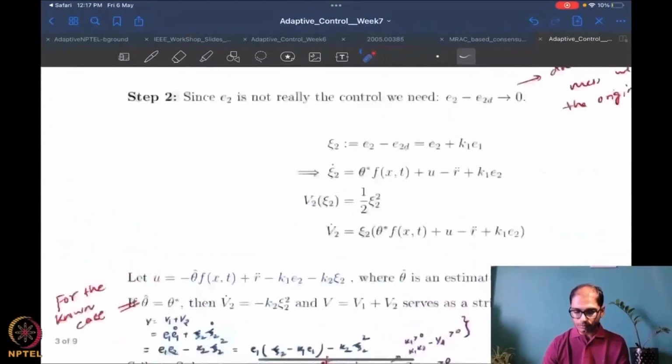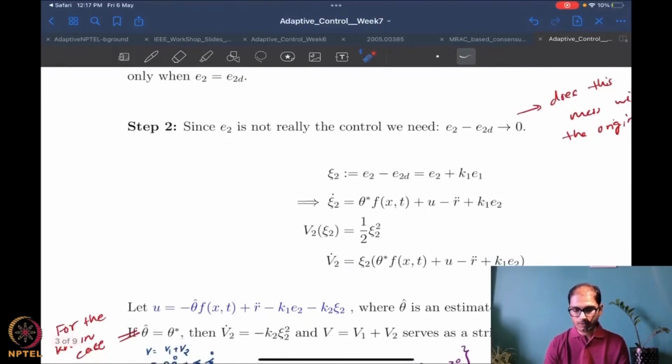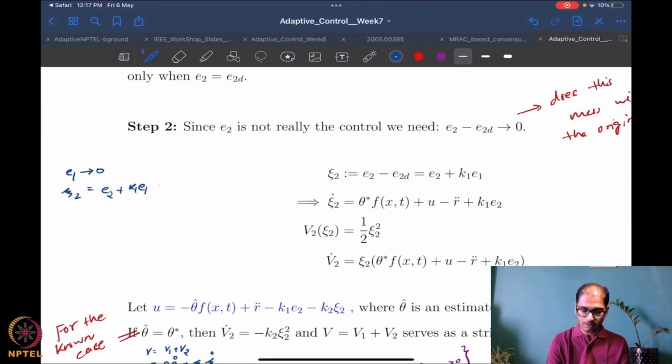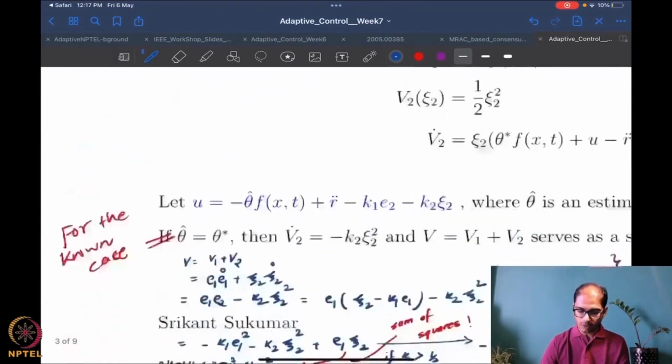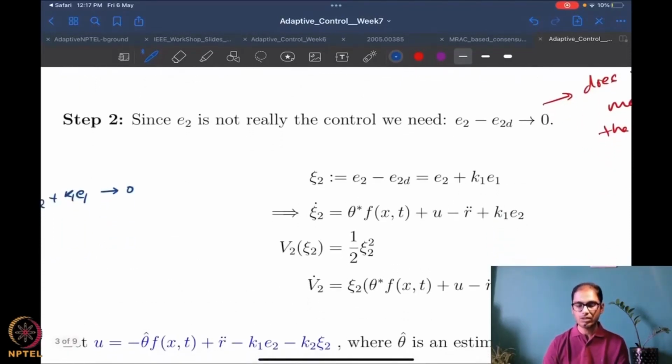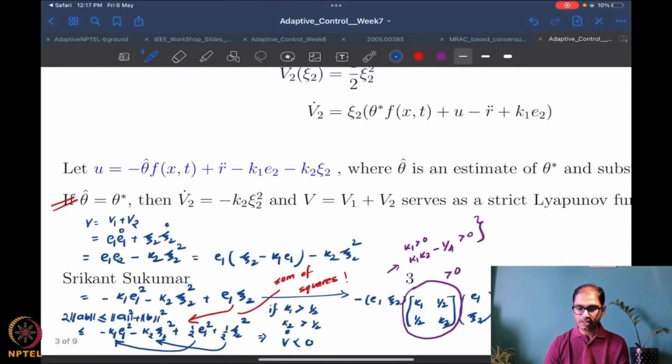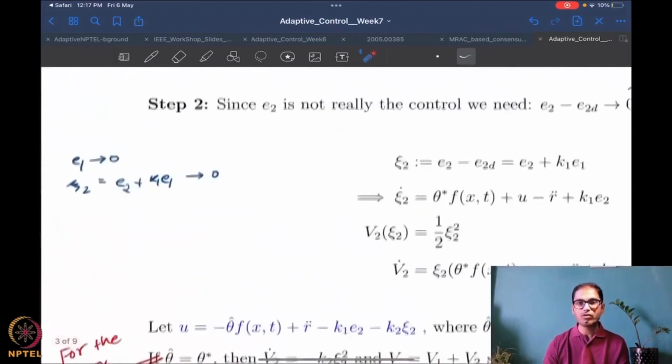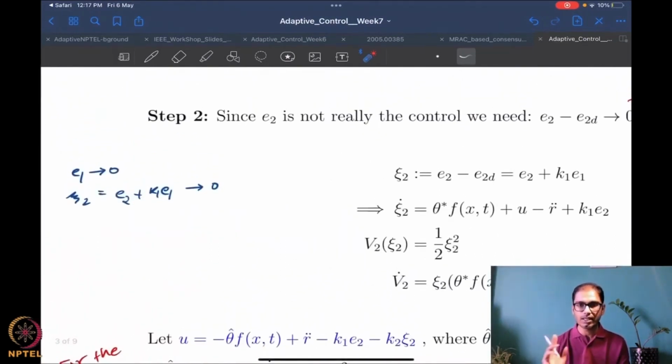Now, we are sort of done in this case. So what have we proved? We have essentially been able to prove that E1 goes to 0 and psi 2, which is equal to E2 plus K1 E1, goes to 0. So we have proved these two. Because why? Because we took V as E1 squared plus psi 2 squared by 2, and we proved that V dot is negative semi-definite. So by standard Lyapunov theorems, both of them, E1 and psi 2, have to go to 0, and of course everything is asymptotically stable and all that nice jazz.